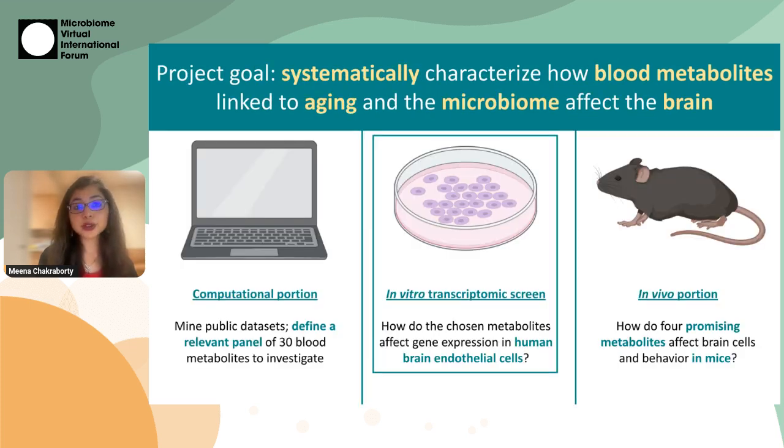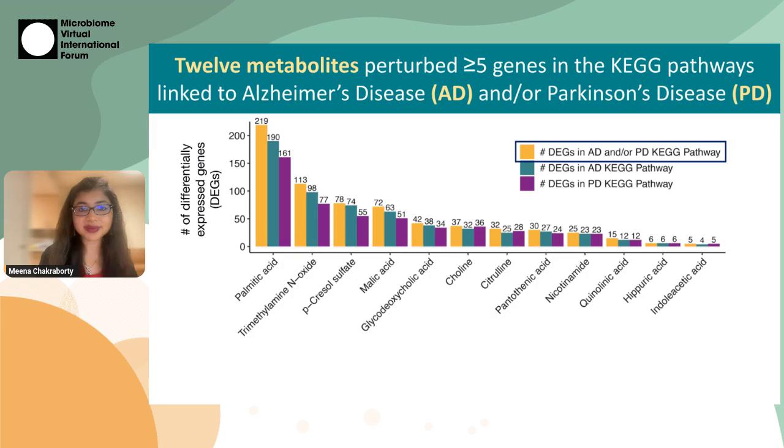So then we moved on to the in vitro transcriptomic screen, examining how the 30 metabolites we chose affect gene expression in human brain endothelial cells. In this graph, you'll see 12 metabolites that had a significant impact on the expression of genes in KEGG pathways linked to Alzheimer's disease and/or Parkinson's disease.